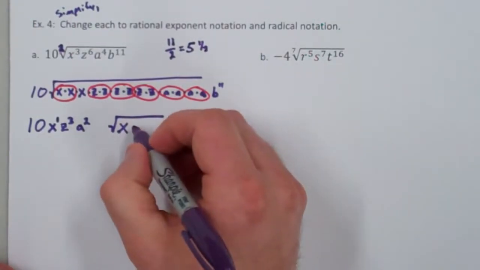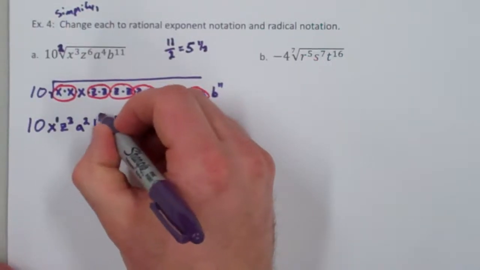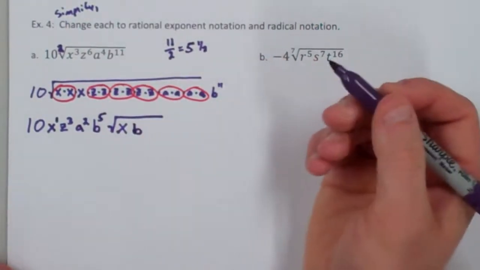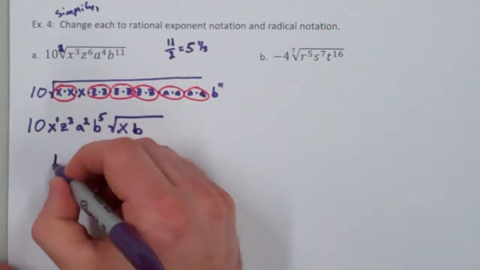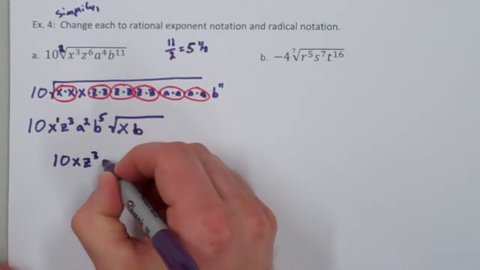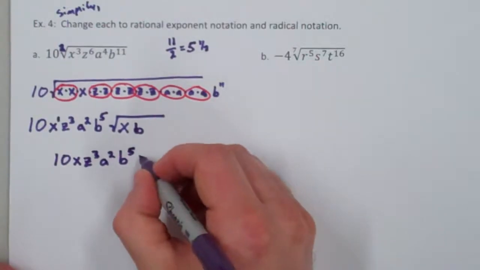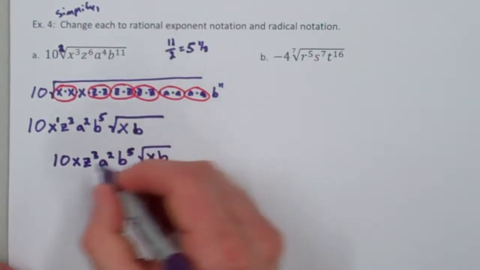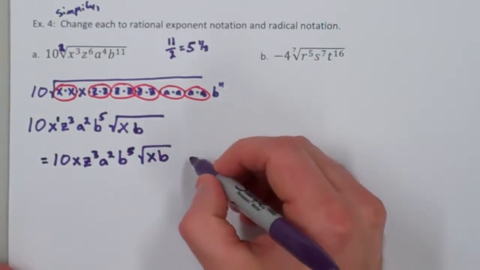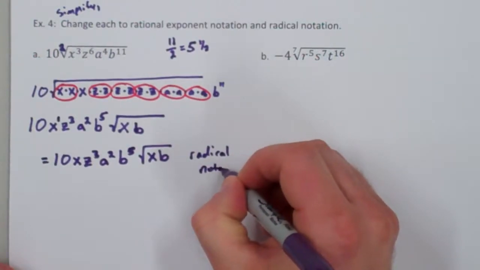So outside, we should have a b to the 5th power, and then a 1 will stay underneath, or b to the 1st power. If we clean this one up, we've got 10x z to the 3rd, a squared, b to the 5th, square root of xb. And I think I did this one a little bit backwards. I kind of did the radical notation first. So let's say that this is going to be radical notation here.